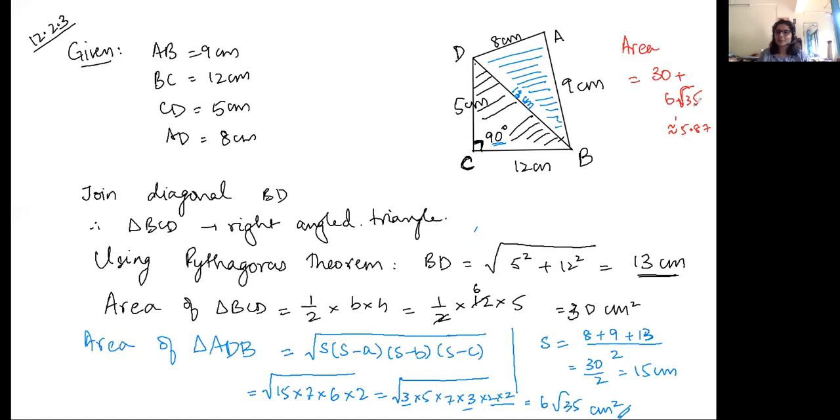So you can take approximate values, then multiply and get your final answer in decimals. But if it was a subjective paper, even if you leave it at 30 plus 6 root 35, it is a completely correct answer. Unless your teacher demands perfection, you should get marks for this.